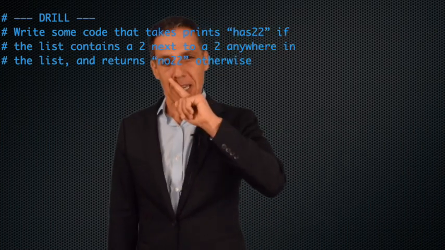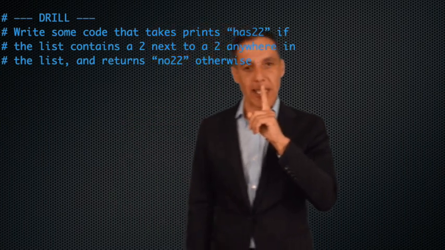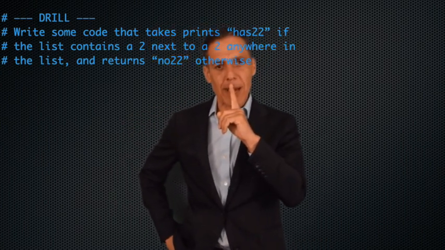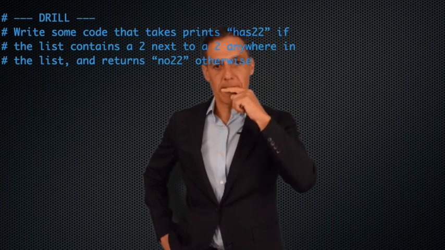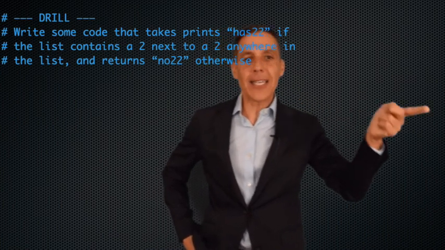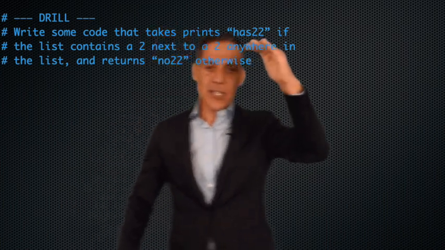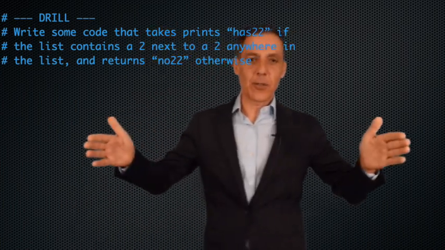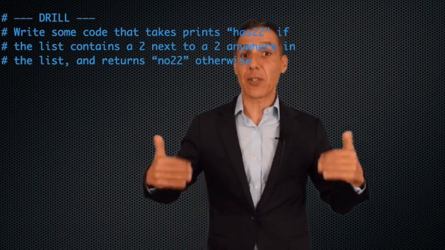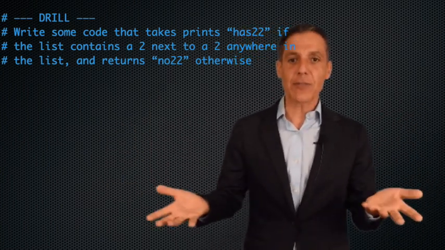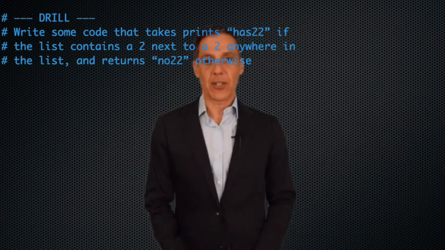Here's the other hint. This is a little bit like that prime example. So what do I mean by that? You're looking for something, and if you don't find it, then you have to tell me something. So in your looping construct, as you're looking for the 2, 2, you've got to keep track of whether you found it or not, because when you get out of that loop, you have to tell me something.